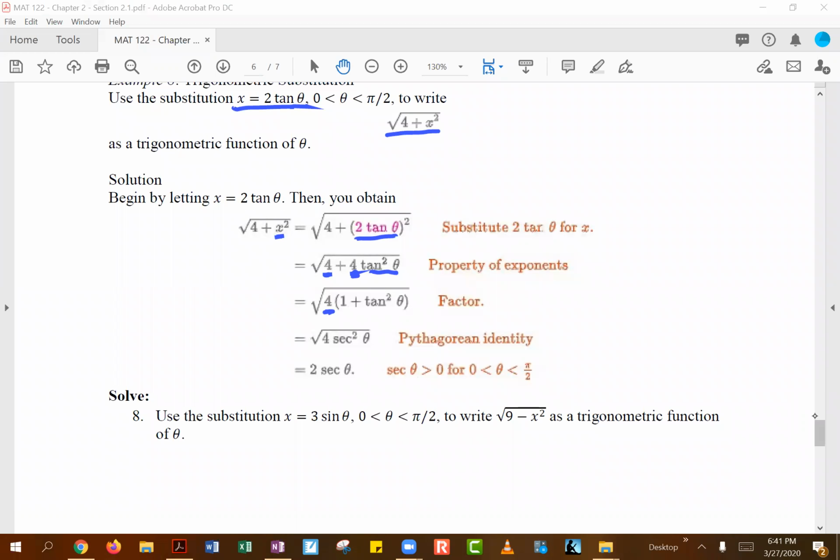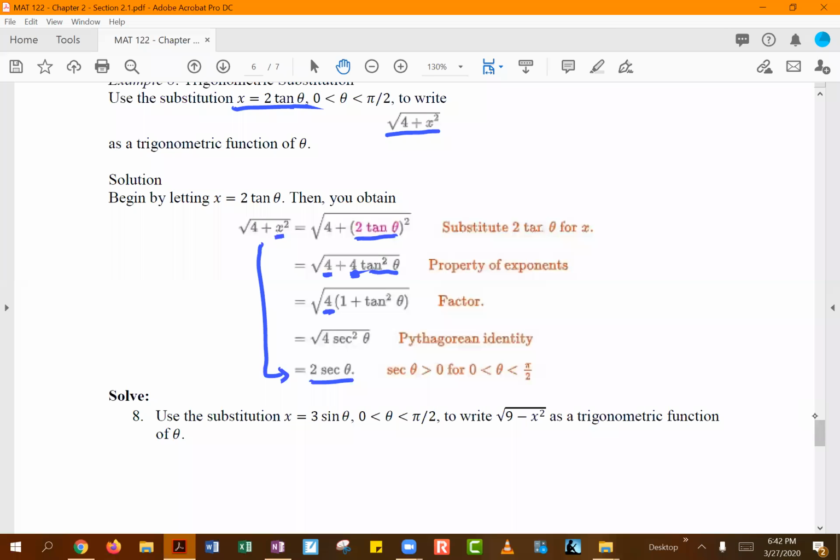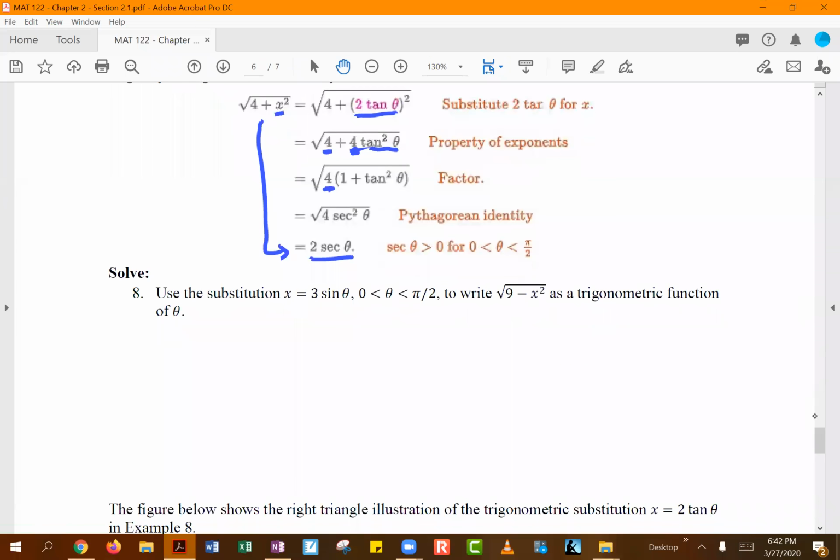We are again using the Pythagorean identity of 1 plus tangent squared theta equals secant squared theta. So again, you can go back and look at that at the beginning of the chapter. And so making that substitution ends up giving you 4 times secant squared theta. Square root of 4 gives you 2. Square root of secant squared theta gives you secant of theta, so 2 times secant of theta. So this ends up becoming your answer after you make the substitution happen with your square root of 4 plus x squared.